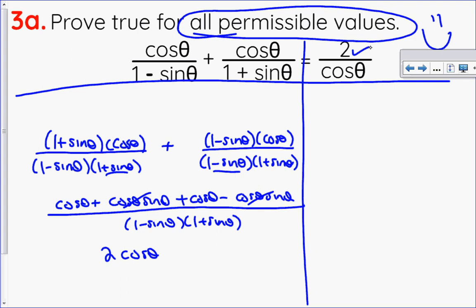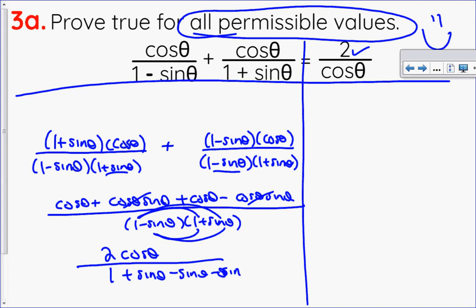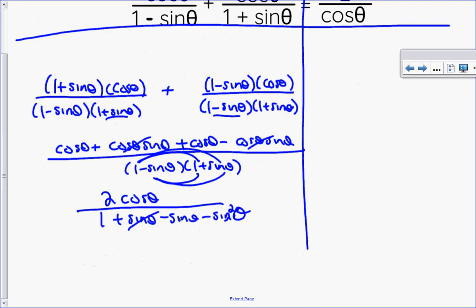Now that's looking promising because I have a 2 there, but I don't have any sines in my denominator. So what I'm going to do is actually expand my denominator. So I have 1 minus sine times 1 plus sine, so that's 1 times 1. And then I have a sine theta minus a sine theta minus a sine squared theta. Sine theta take away sine theta is 0. So I really have 2 cos theta over 1 minus sine squared theta.